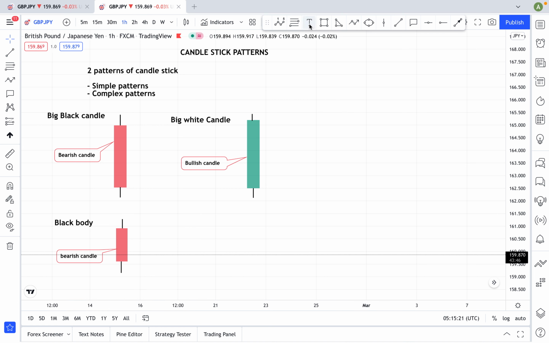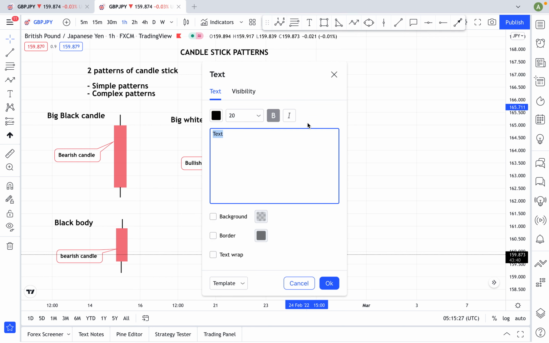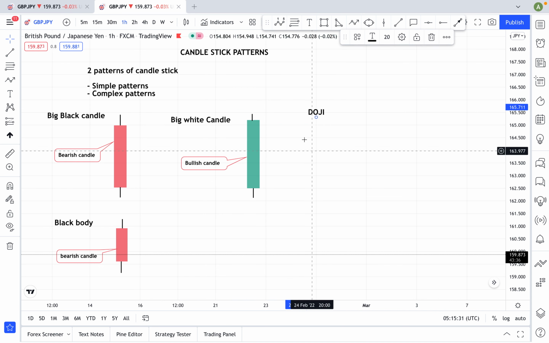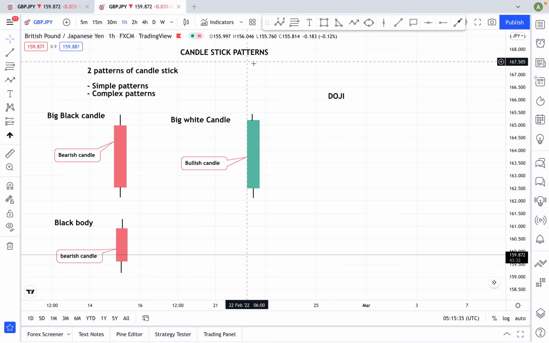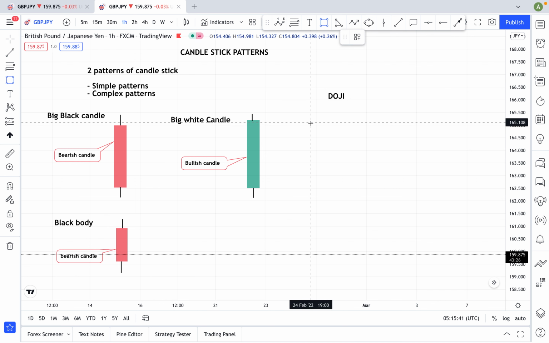And then again, we have doji. And for this doji, we have types of doji. So I'll just put it here. It's also a simple candlestick pattern. So we have doji here. The initial doji is something like this. I'm trying to draw it in a very good way.